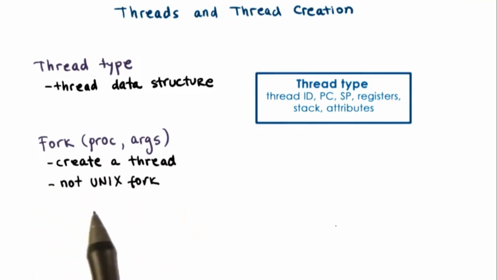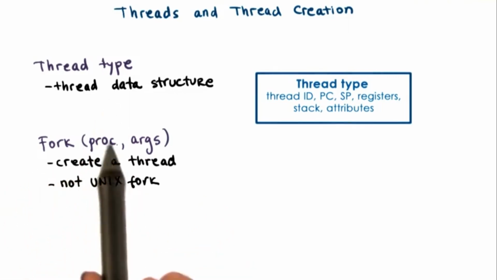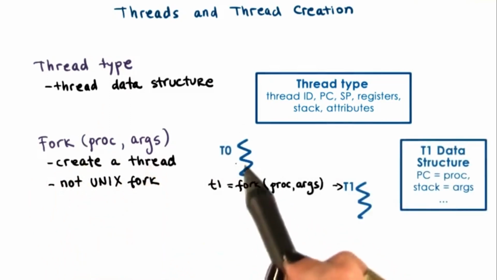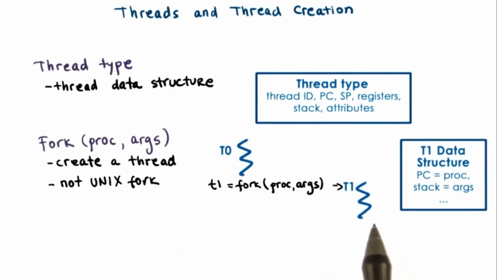This fork should not be confused with the Unix system call fork that we previously discussed. The Unix system call creates a new process as an exact copy of the calling process. And here, fork creates a new thread that will execute this procedure with these arguments. When a thread T0 calls a fork, a new thread T1 is created.